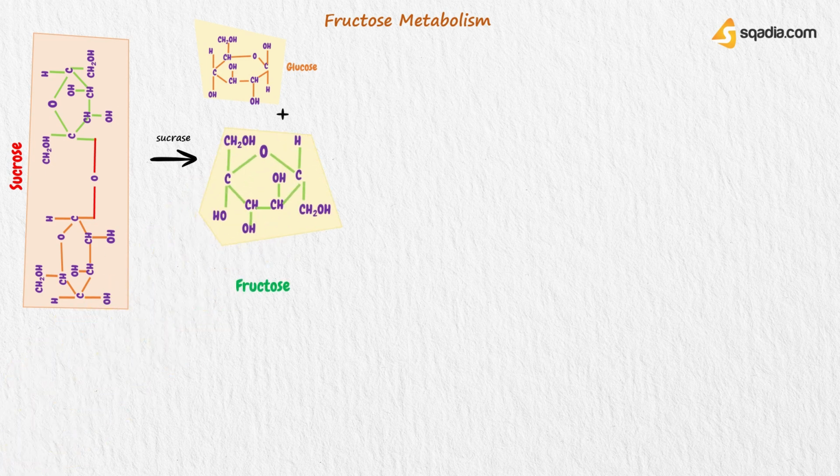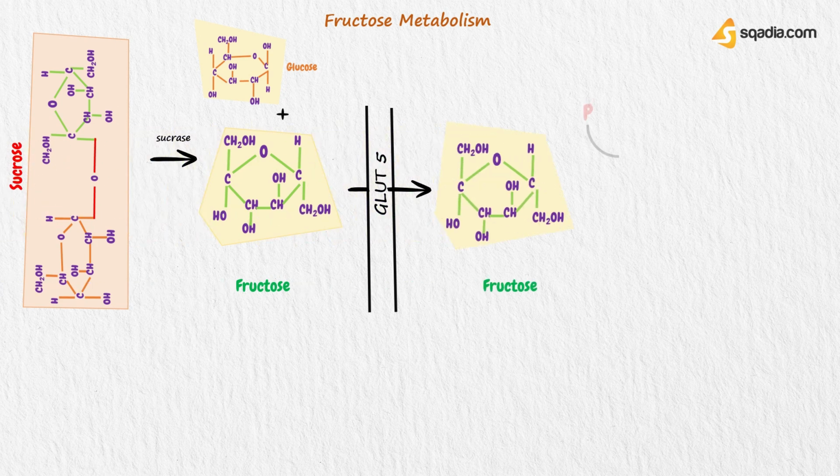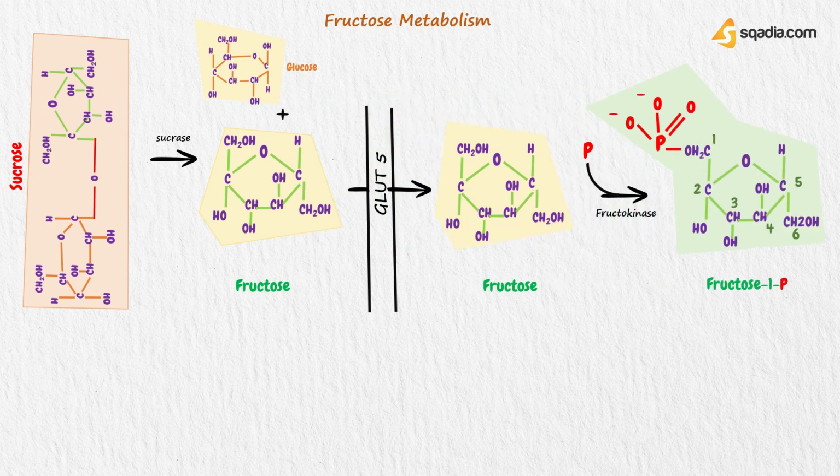Fructose is a hexose, meaning a sugar having 6 carbons in its structure. Absorption of fructose into hepatocytes, or liver cells, is through the GLUT5 transporter. Fructose is phosphorylated by hepatocyte fructokinase, forming fructose 1-phosphate. As you can see, phosphorylation occurs at position 1 of fructose.